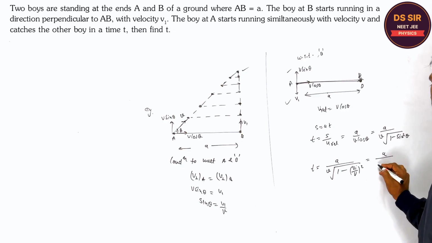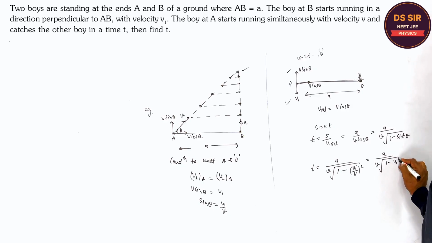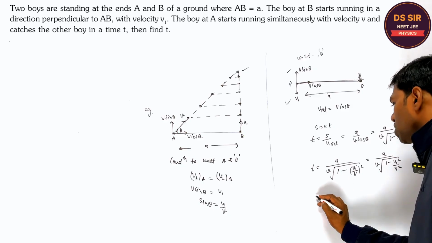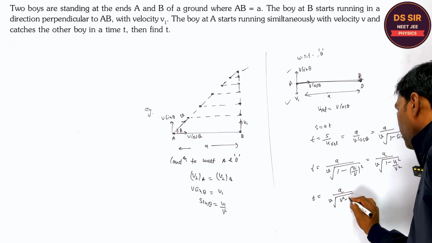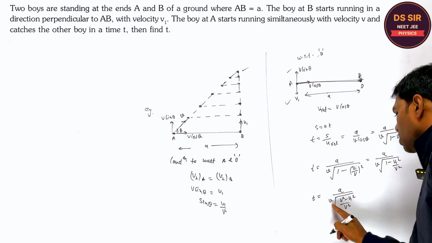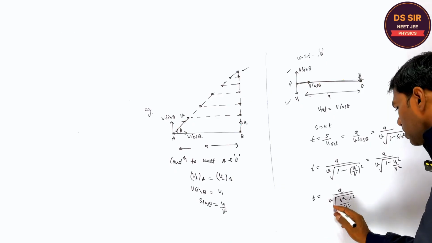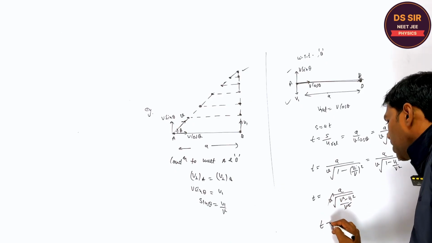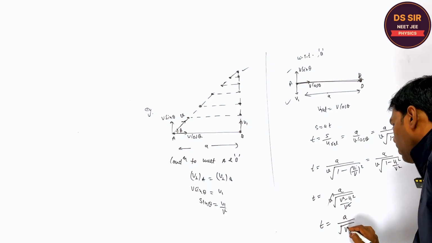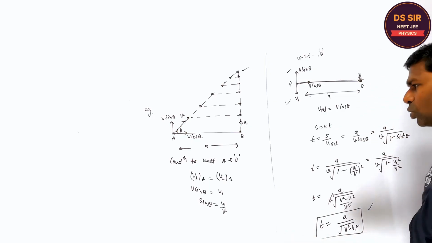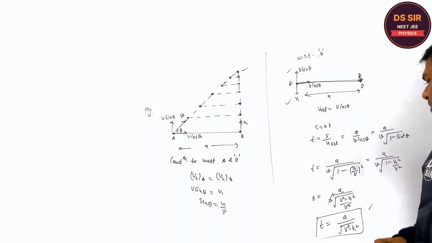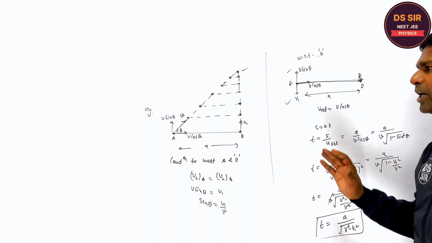It is equal to A upon V root of 1 minus V1 square upon V square. You take the LCM, right? V square minus V1 square upon V square. So when it comes from the square root, it will cancel this. So the time is what? A upon root over V square minus V1 square. So this question is solved with the help of the relative motion.